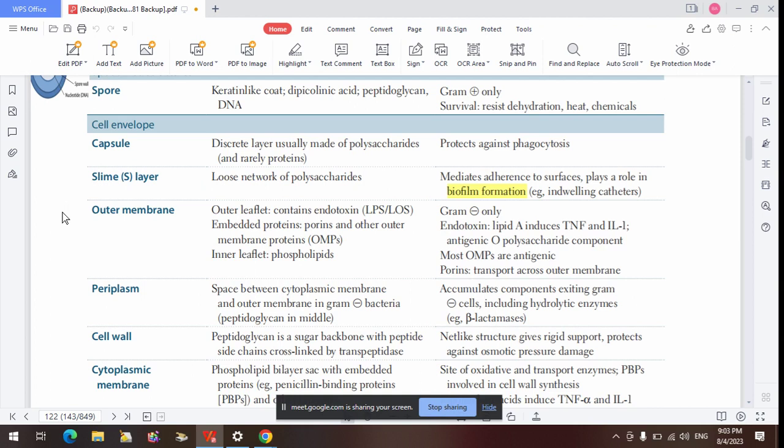The slime layer. Not all the bacteria have it. Any bacteria that has this slime layer can form biofilms. So biofilm is just an aggregate of bacteria adhering to a particular cell surface, attached to that surface with the aid of extracellular matrix components. You just picture it as colonies of bacteria adhering to a surface, and we said that surface can be anything.